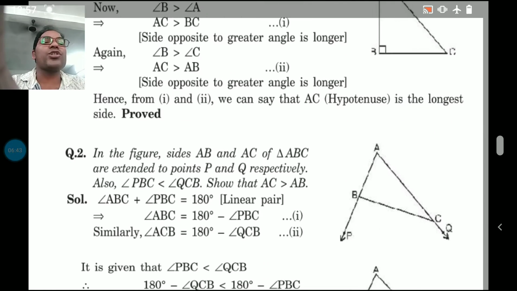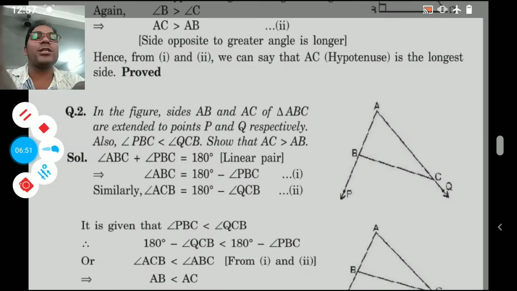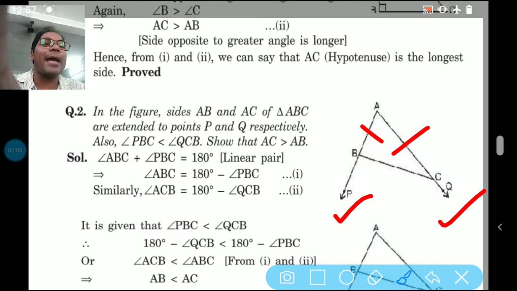And the next, question number 2. In the given figure, now see the diagram. In the given figure, sides AB and AC of triangle ABC are extended to points P and Q respectively. Extended means produced.